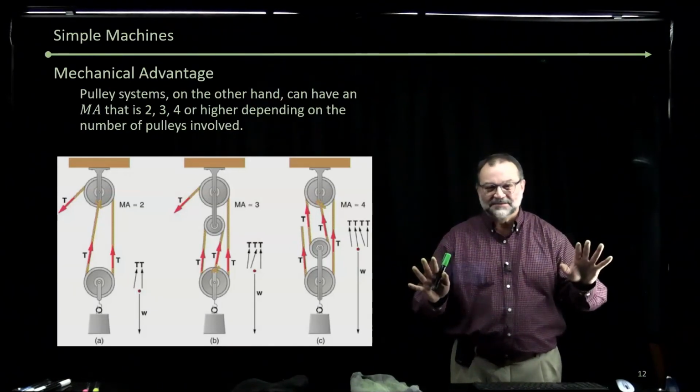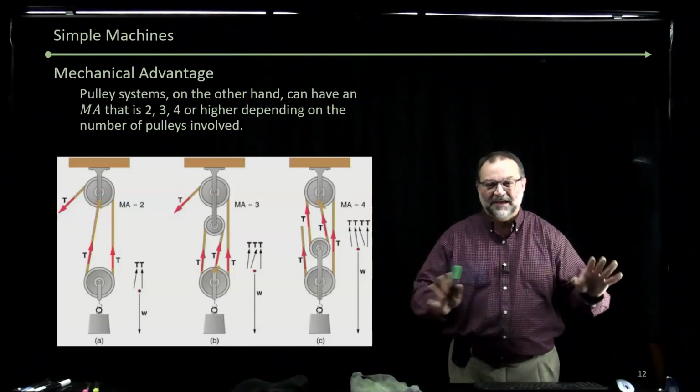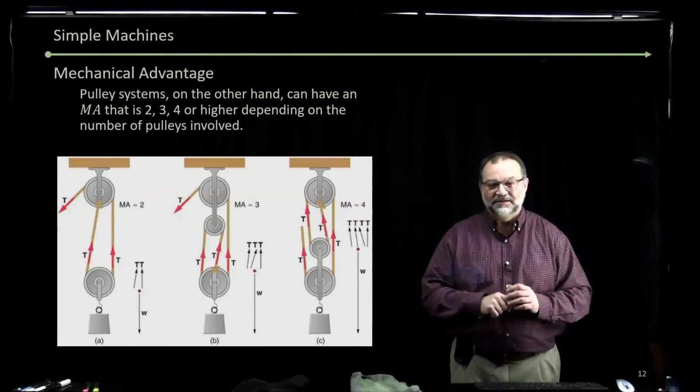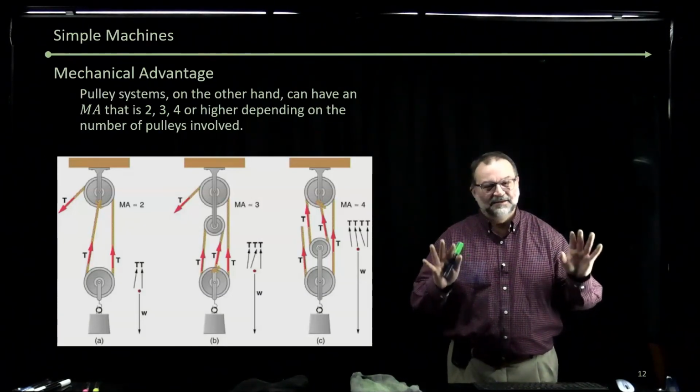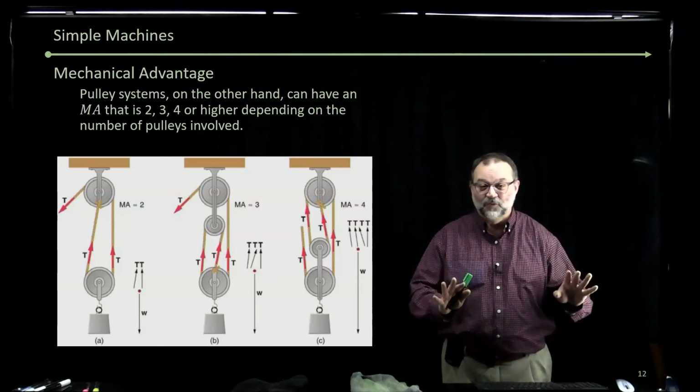So that's different types of mechanical advantage. Pulleys are a great system. They're great for doing things with, and they're used for redirecting force all the time.